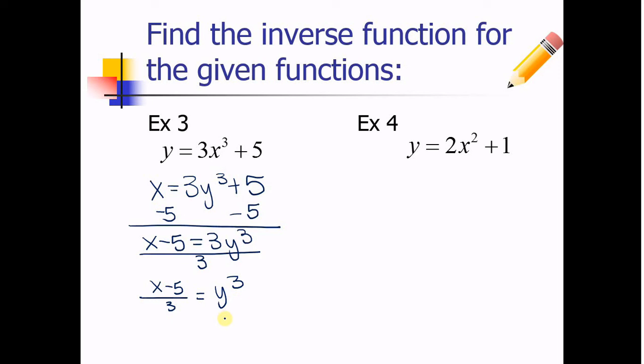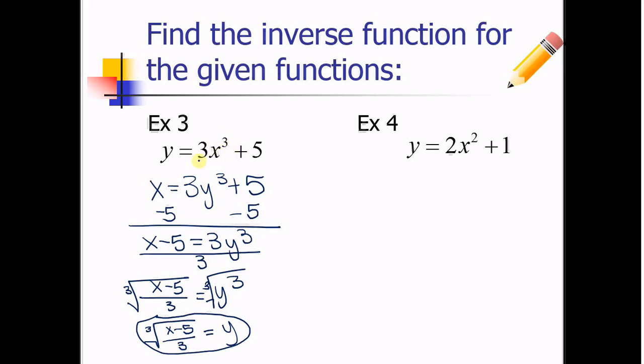How can I get rid of a y cubed? Cube root. So let's cube root both sides. So my answer, even though it looks gross, the cube root of the quantity x minus 5 divided by 3 equals y. Looks gross, I know, but that is the inverse function of this particular problem.